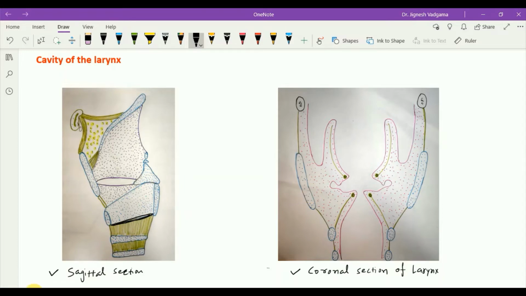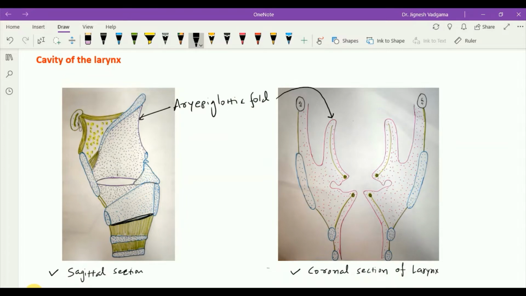Now the interior of the laryngeal cavity has three folds from above downward. These three folds include the upper margin of the quadrate ligament, that is the aryepiglottic fold, which is present somewhere here in the coronal section. So this is also an aryepiglottic fold.